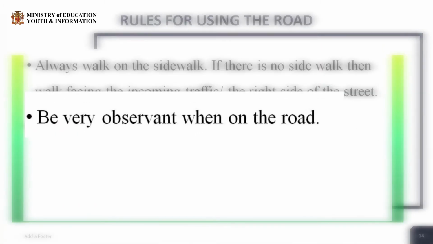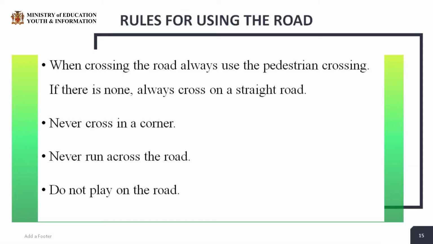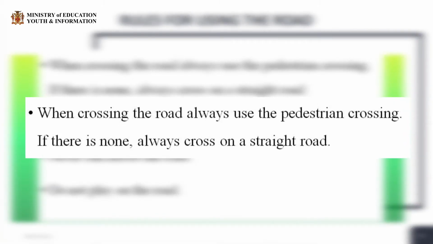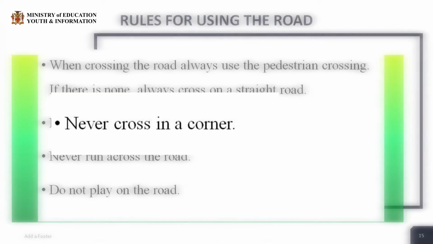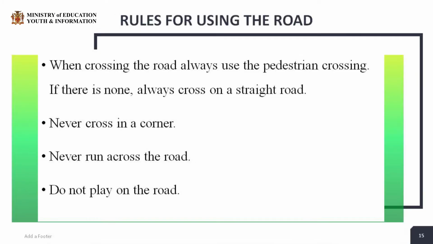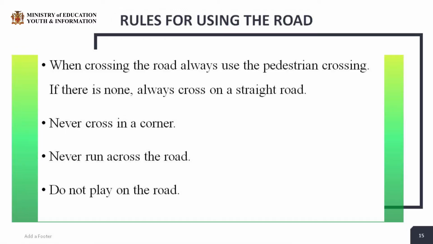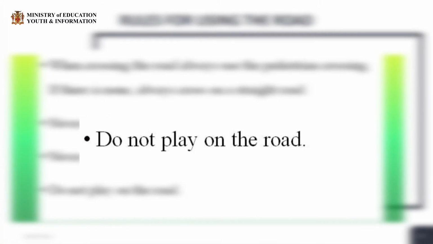Rule number 2. Be very observant when walking on the road. Rule number 3. When crossing the road, always use the pedestrian crossing, just like Tia. And if there's none, always cross on a straight road. Never cross in a corner. Rule number 4. Never run across the road. Rule number 5. Do not play on the road.